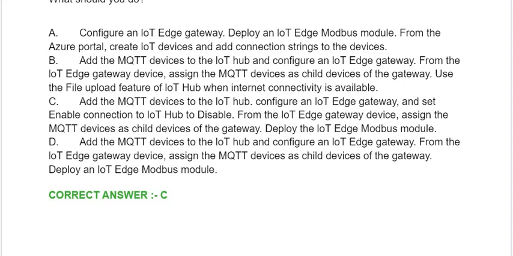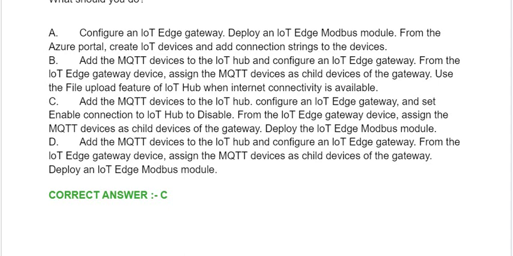Options are Option A. Configure an IoT Edge gateway. Deploy an IoT Edge Modbus module from the Azure portal. Create IoT devices and add connection strings to the devices. Option B. Add the MQTT devices to the IoT hub and configure an IoT Edge Gateway. From the IoT Edge Gateway device, assign the MQTT device as a child device of the gateway. Use the file upload feature of IoT Hub when internet connectivity is available.